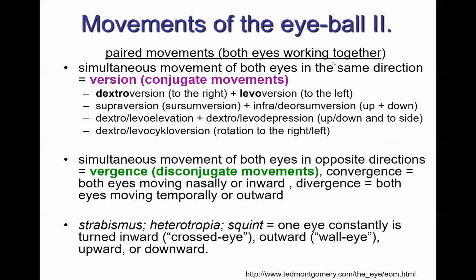The movements of the eyeball, we have talked about that in the cranial nerves lecture, so do not forget the terms version and vergence. Version means that you move both eyes in the same direction. Vergence, that you move each eye in different directions, so you have a convergence and divergence. So nothing new here.